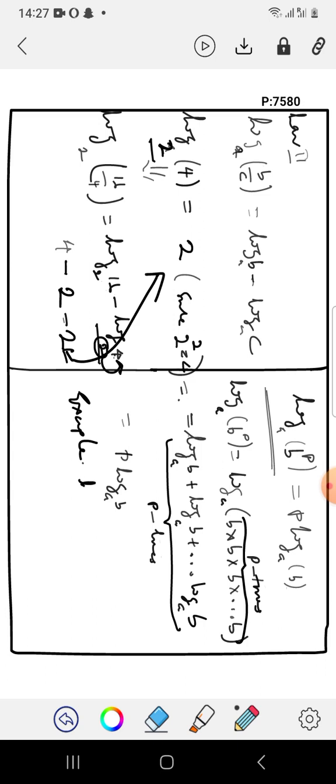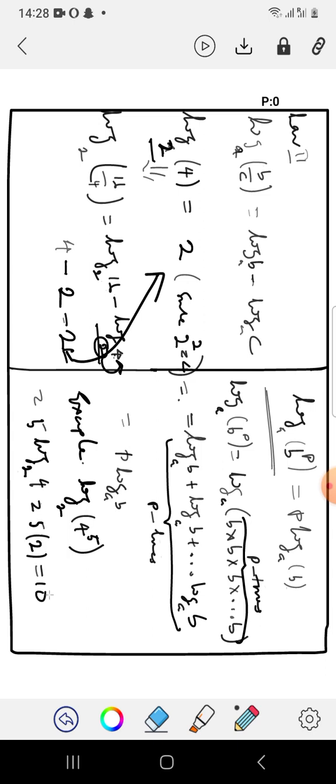Let's look at log base 2 of 4 raised to the power 5. If you look at log base 2 of 4 to the power 5, this is telling us that it's going to be 5 log base 2 of 4, which is going to be 5 times log base 2 of 4, which is 2, so it's going to be 10.